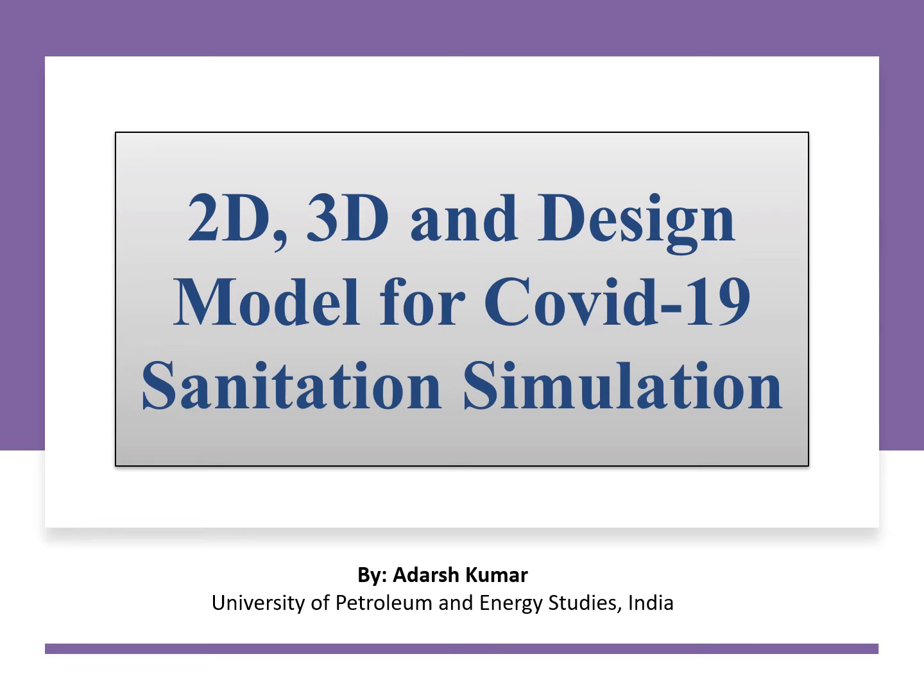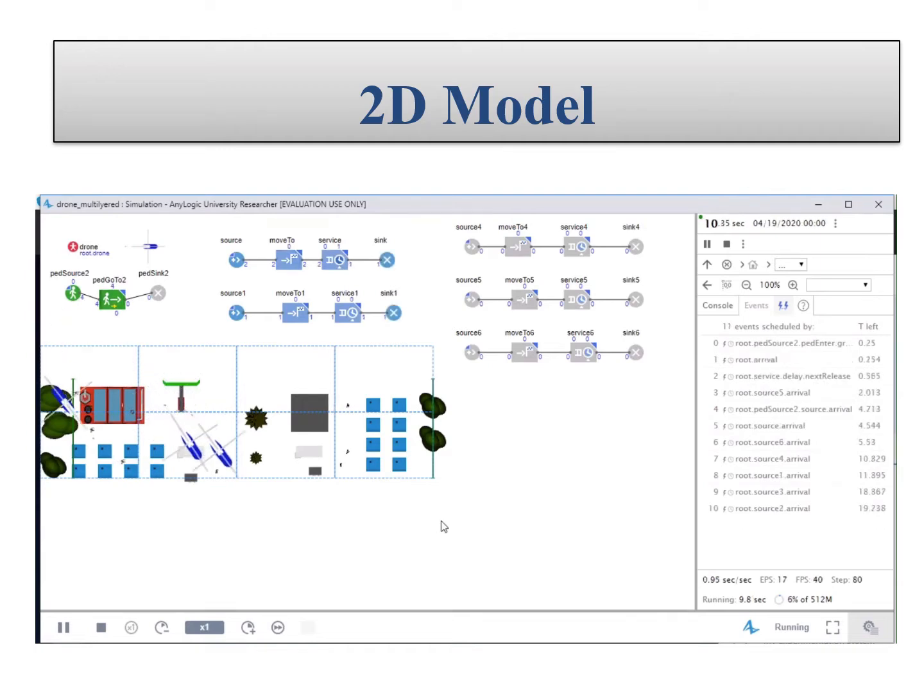Now Adarsh will explain and demonstrate the 2D, 3D and design model for COVID-19 sanitization simulation. This one is a 2D model for COVID-19 sanitization simulation. In this one, the blue rectangular or square boxes are the zones. This is completely a 2D model, and the various processes are configured through different components, and you can see the statistics above, which show the movement of drones.